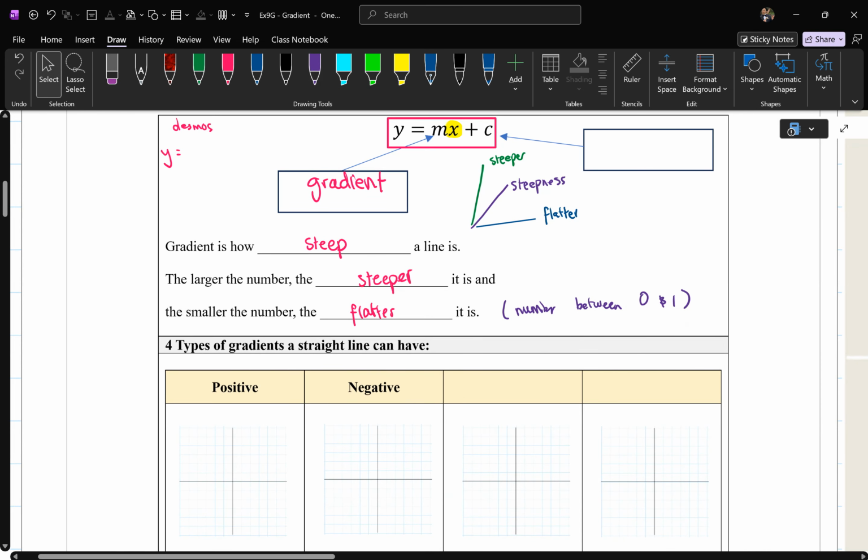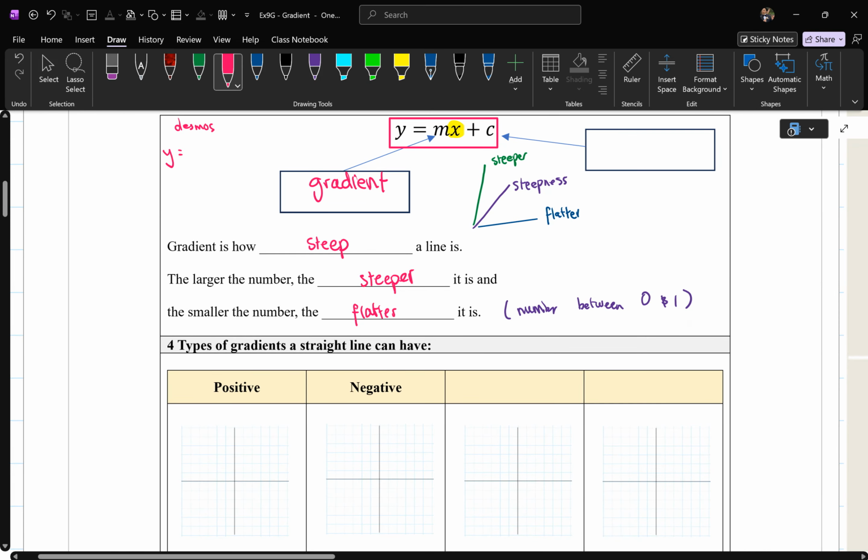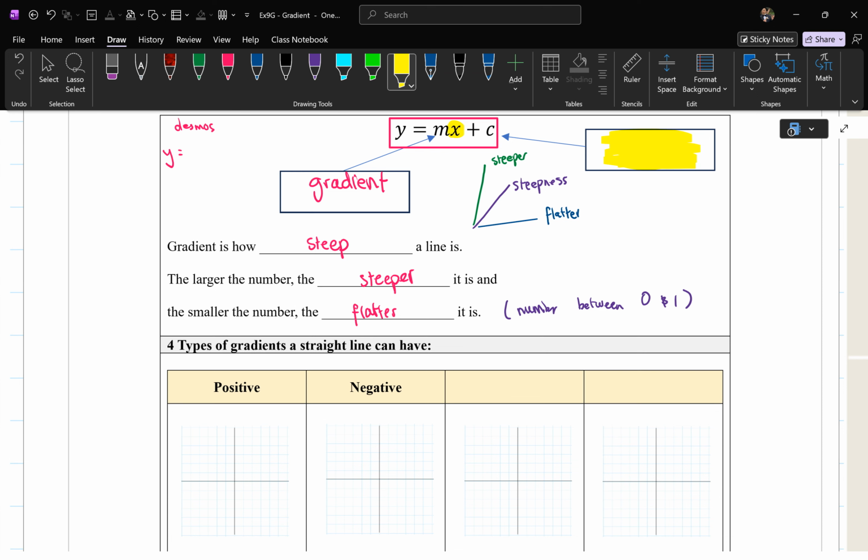Here we go. The last box, which we haven't filled in, what goes into this box? Let's see if you can see what happens when I add numbers. See what happens to the line. There is a pattern. See if you can see the pattern, okay?